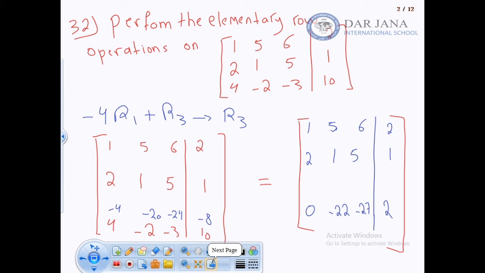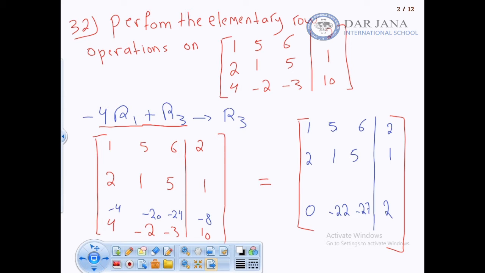Number 32. It's the same question. Perform the elementary row operations on the following matrix. What's the operation? Negative 4R1 should be added to R3. So I should multiply the first row by negative 4, and I'm going to add the result to the third row.